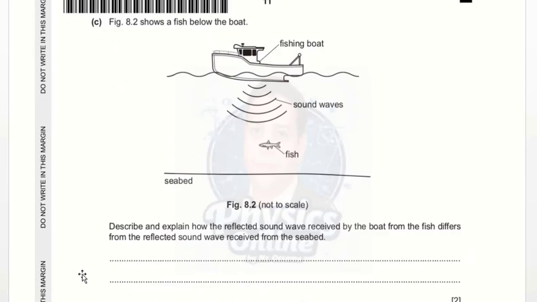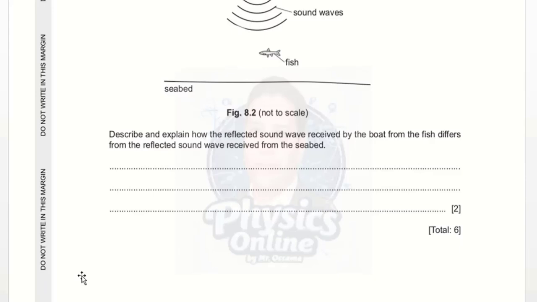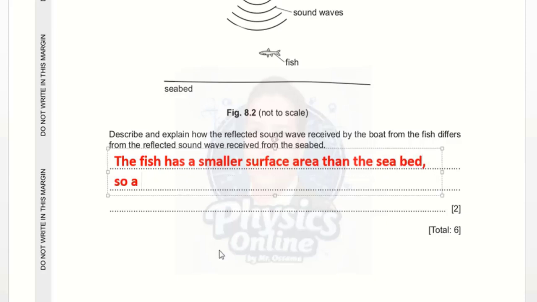Figure 8.2 shows a fish below the boat. Describe and explain how the reflected sound wave received by the boat from the fish differs from the reflected sound wave received from the surface of the sea. Of course, the fish has a smaller surface area than the sea. A smaller fraction of reflected sound will be detected.